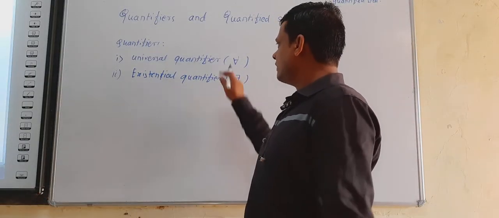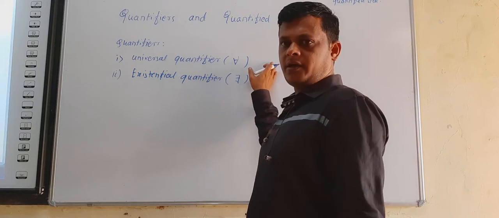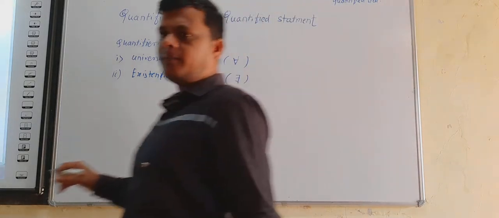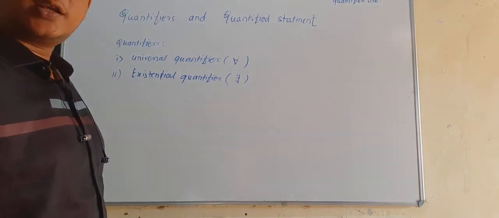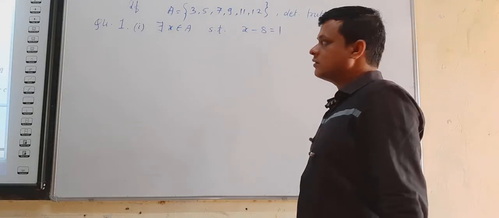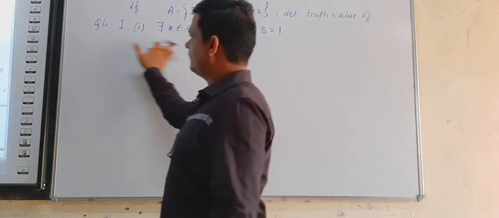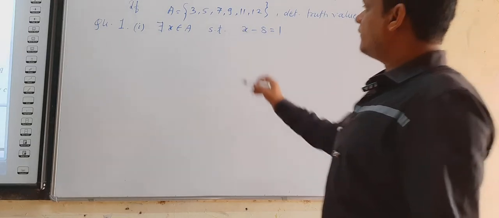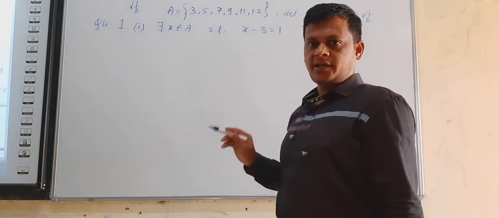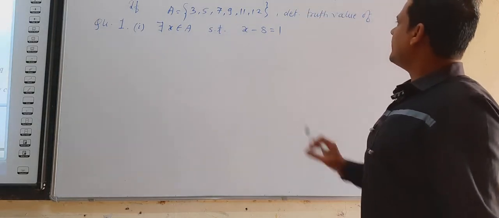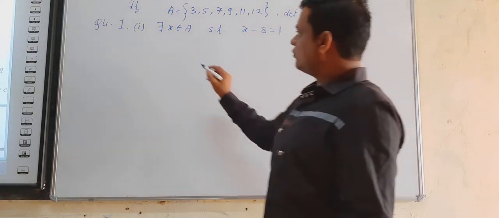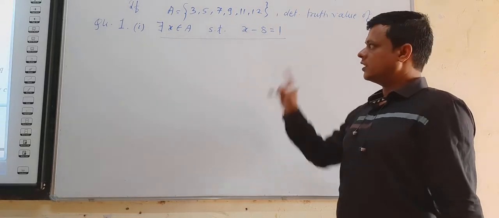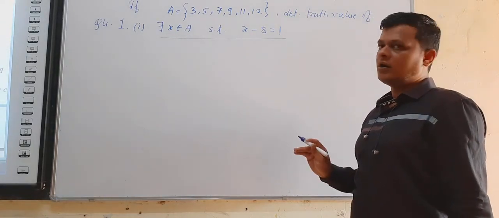Here the universal quantifier is denoted by an inverted A. The existential quantifier is denoted by the mirror image of the letter E. Now the concept will be clear from this example. See exercise 1.3, question number one. If A is given, determine the truth value of this statement, whether it is true or false.